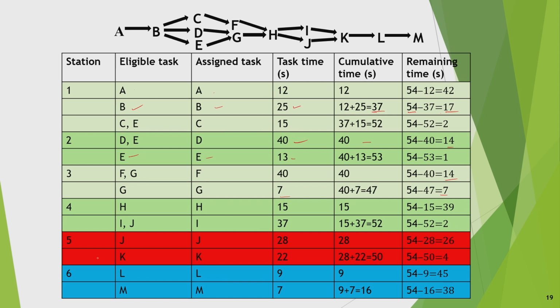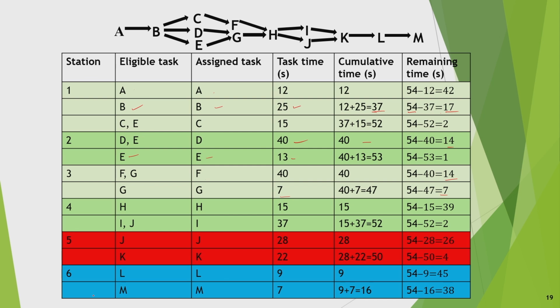Then you go to the fifth station. Now J is the eligible task, but it takes 28 seconds to do. So you have remaining time 26. Then after J you can only do K. So J, and after that K, and K is equal to 22. So 28 plus 22 is 50, so you have a balance delay of 4.